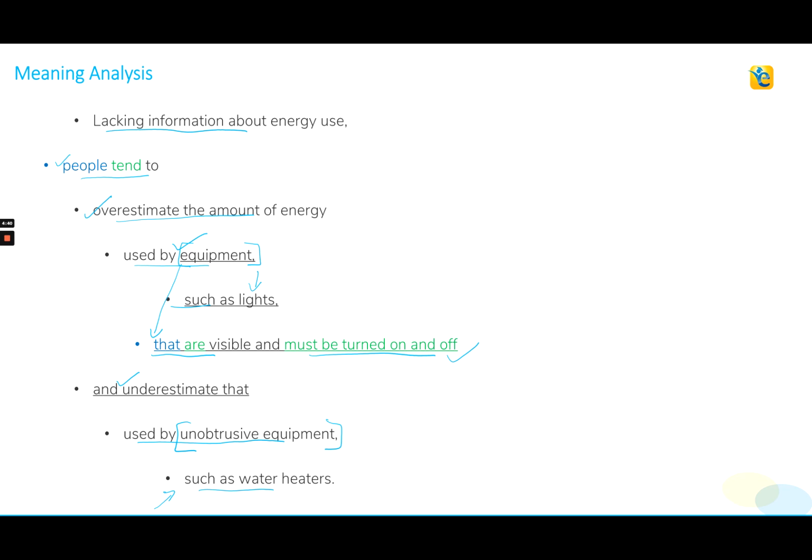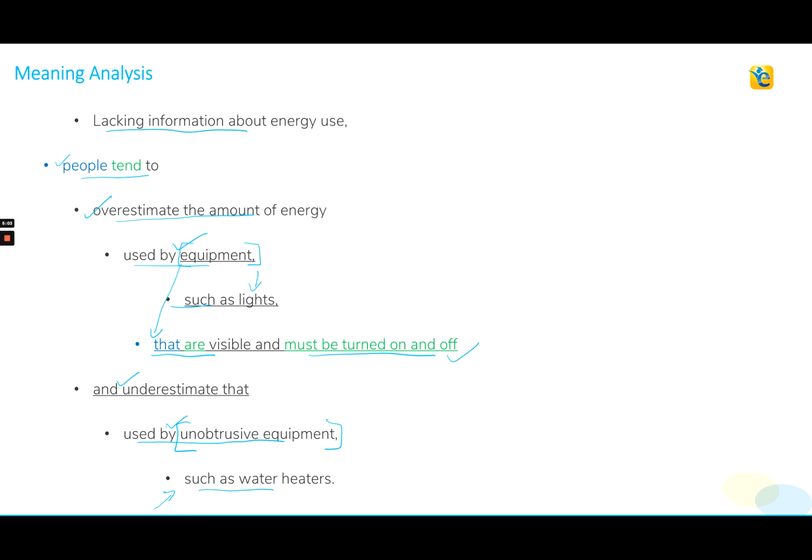So because the GMAT is an American test, that's why this sentence has been written from the perspective of how things operate here in the US, and that's why water heaters have been presented as an example of unobtrusive or out of sight equipment.